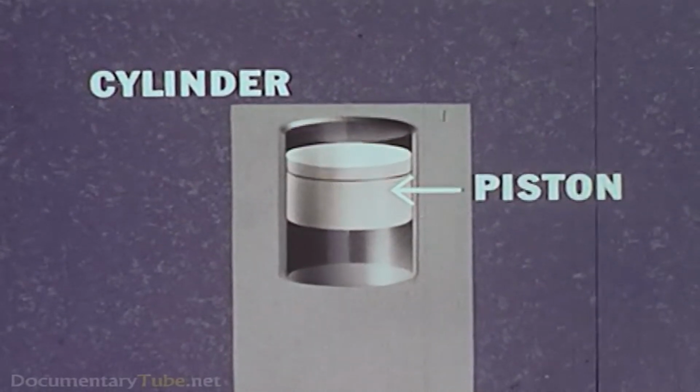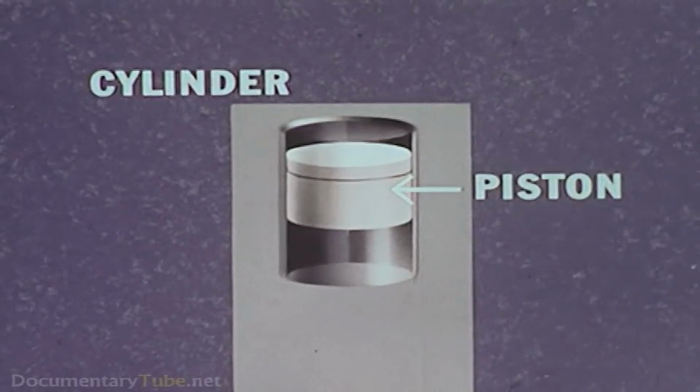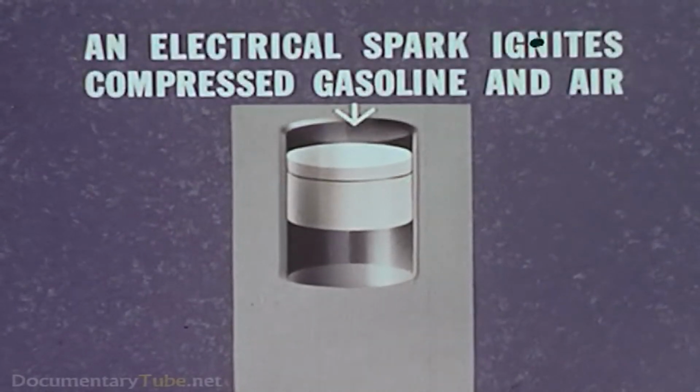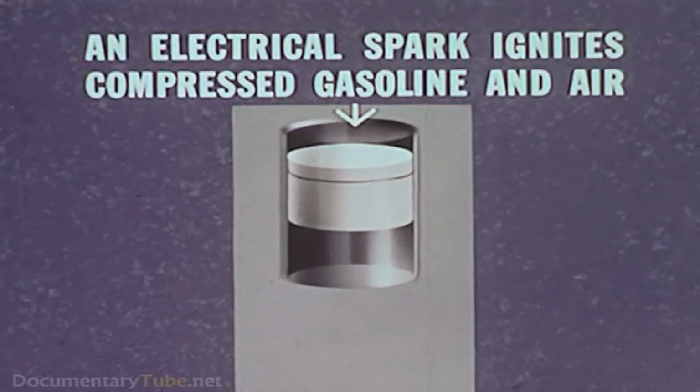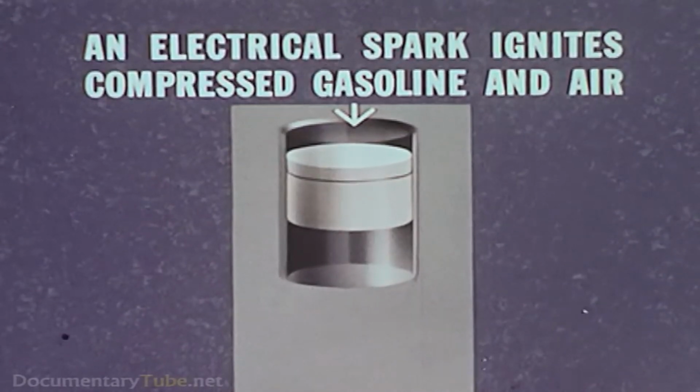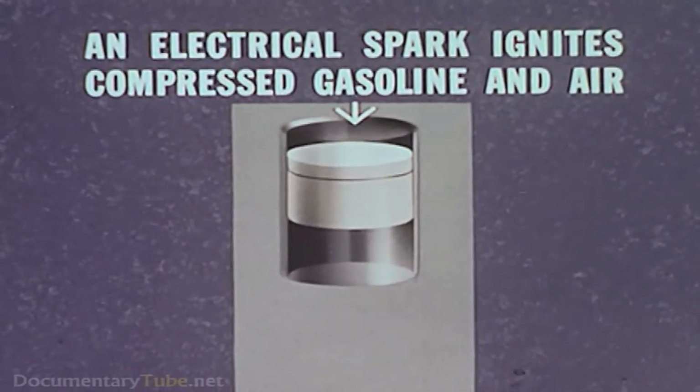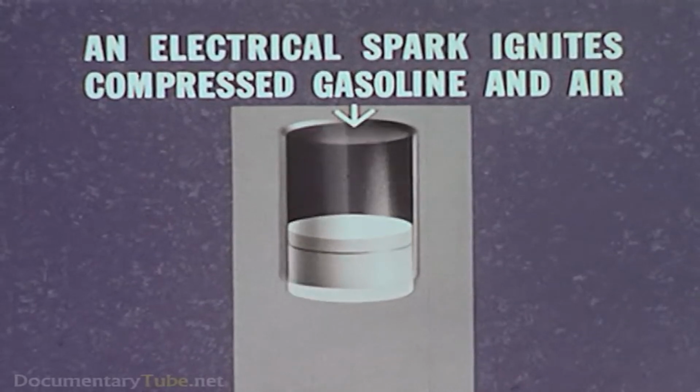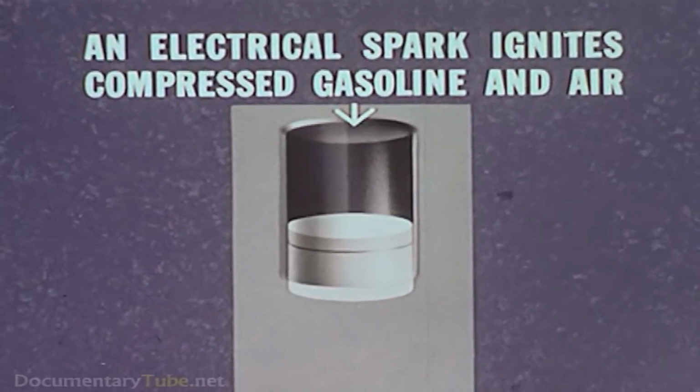Here on an actual engine are the counterparts of the fuel system just diagrammed. The fuel pump, the fuel line from pump to carburetor, and the carburetor itself with its air cleaner removed. Here is the linkage connecting the carburetor to the accelerator pedal.